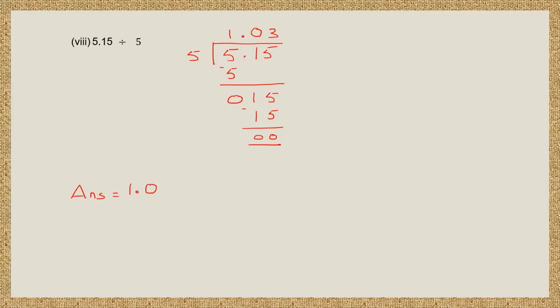Question 8. 5.15 divided by 5. So let's do that. 5.15 divided by 5. 5 ones are 5 minus 0. Carry the point up. Bring down the next digit. 1 is smaller than 5. So I'm going to put a 0 there and bring down the next number along with it. Now my number is 15. 5 threes are 15. Minus. So my answer to this question is 1.03.